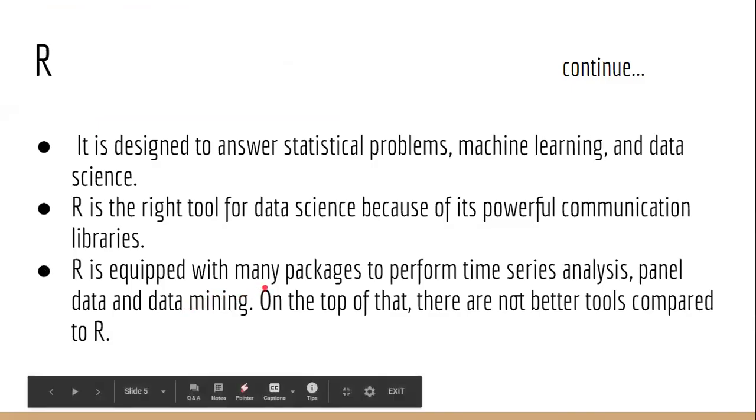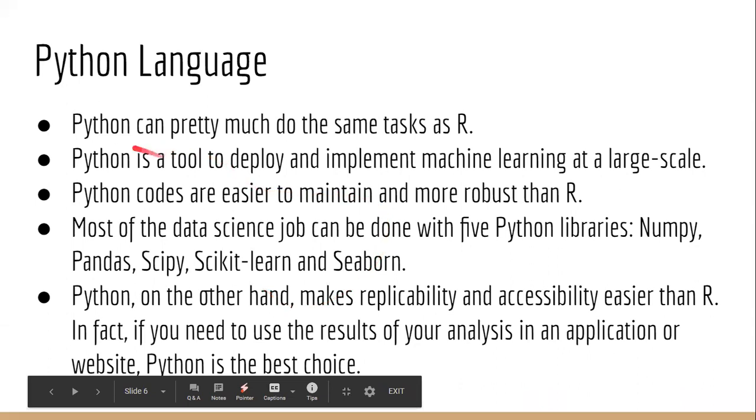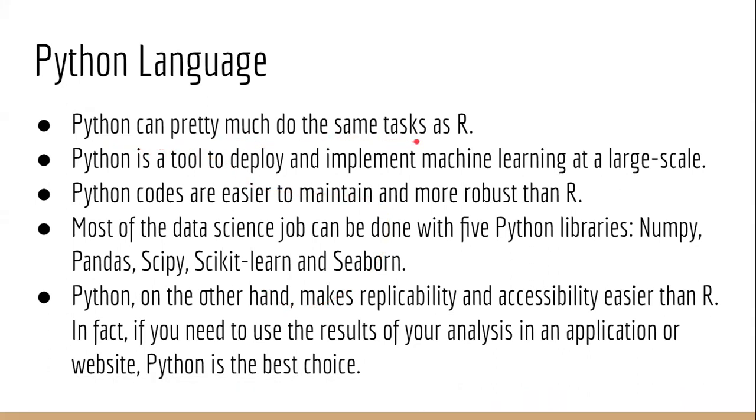So now moving on to the Python language. Python can pretty much do the same tasks which R is doing. Then what is the difference? Don't hurry, we'll see the difference between Python and R as well. But Python also does similar things, not the same things, but similar to what R has provided or R is doing. Python is a tool to deploy and implement machine learning at large scale. Just make a note that Python is a tool to deploy and implement machine learning. This is an additional point which Python is providing.